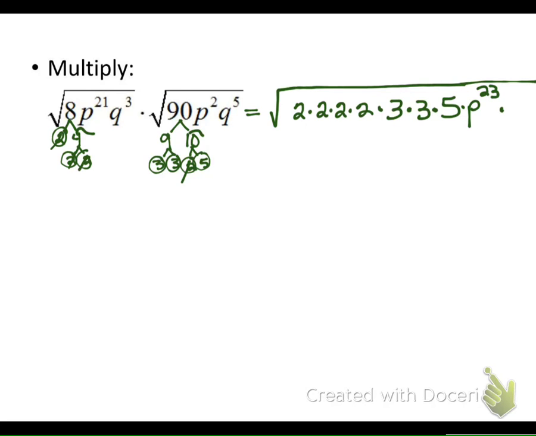So then I look at my next variable. Do they both have a q? Yeah. So we're going to add the exponents together, which is going to be q to the 8th.